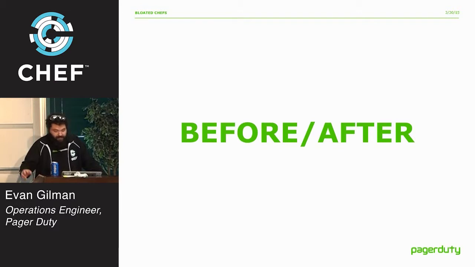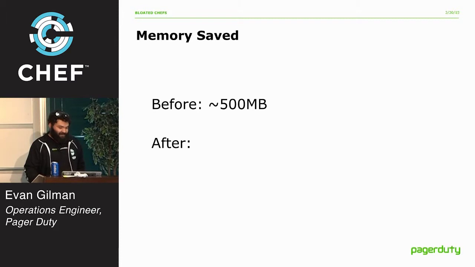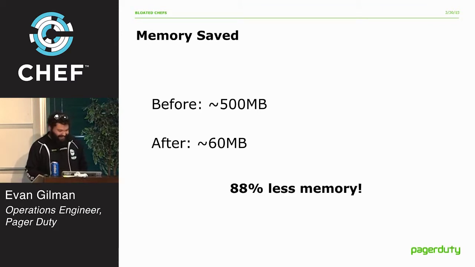So, all this spiel, you might be wondering, all right, how much did all this stuff really help? I have those numbers, so here's how much it helped. Before we started our crusade, our rampage on optimizing all this, our Chef runs needed about 500 megs of memory. Today, we're down to 60. Feels a lot better, right? It feels good. 88% less memory. It's actually only 12% of the memory consumption that we used to be enjoying, which is pretty awesome. Really happy with that number. It could be lower, but it's a significant reduction.